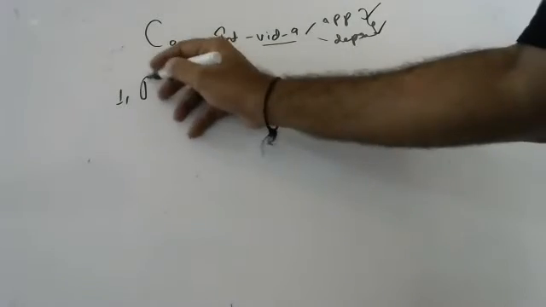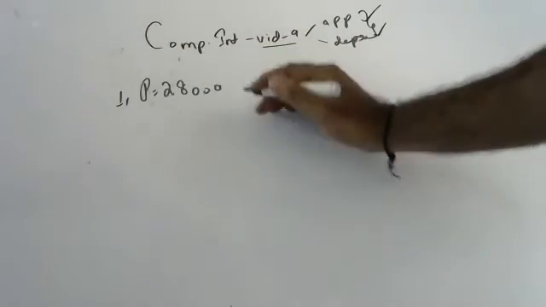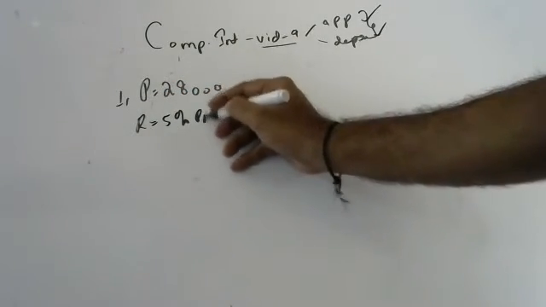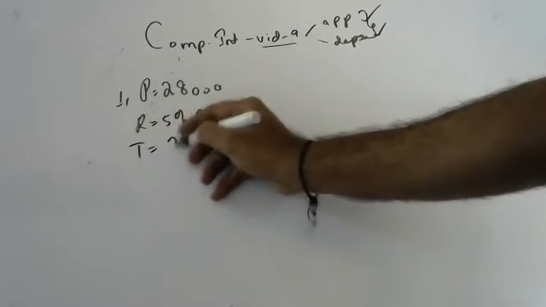Appreciation means increasing. Like, the present population of a town is 28,000, and it increases at the rate of 5% per annum. What will be the population after 2 years?